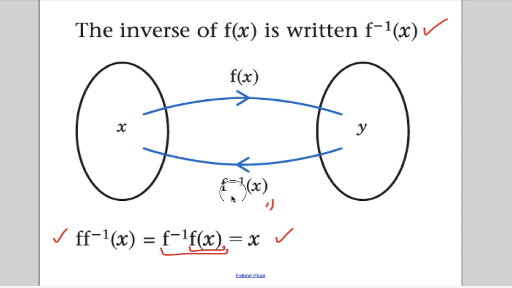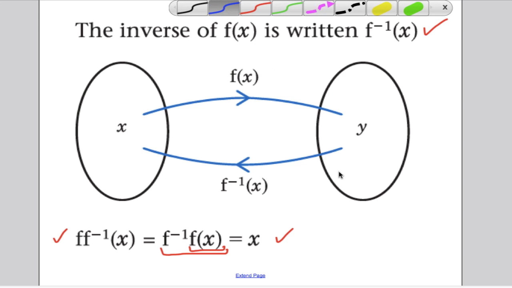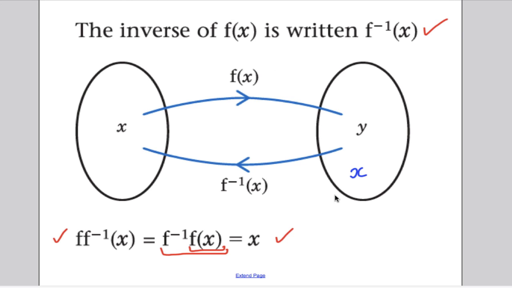This time I'm going to start over here with a different coloured pen. Imagine you take a number here and you apply the inverse function to it. So you have f to the minus 1 of x. And then you apply f to it. So you have f of f to the minus 1 of x. What do you get back?